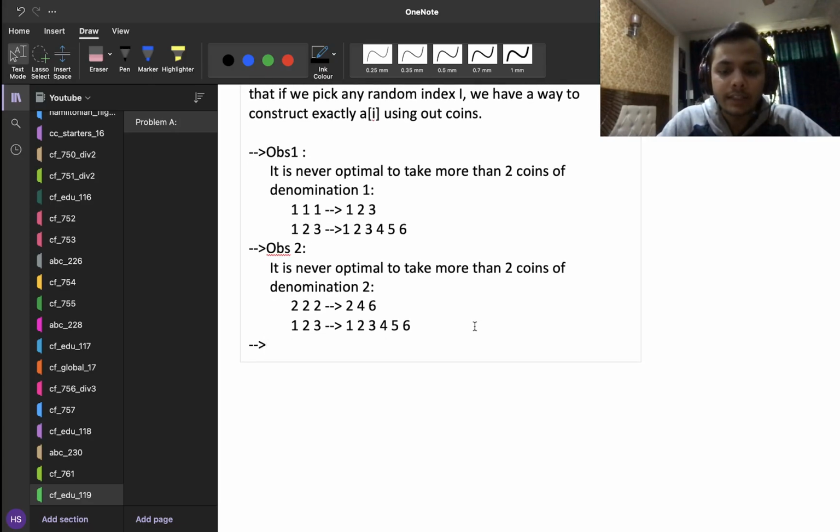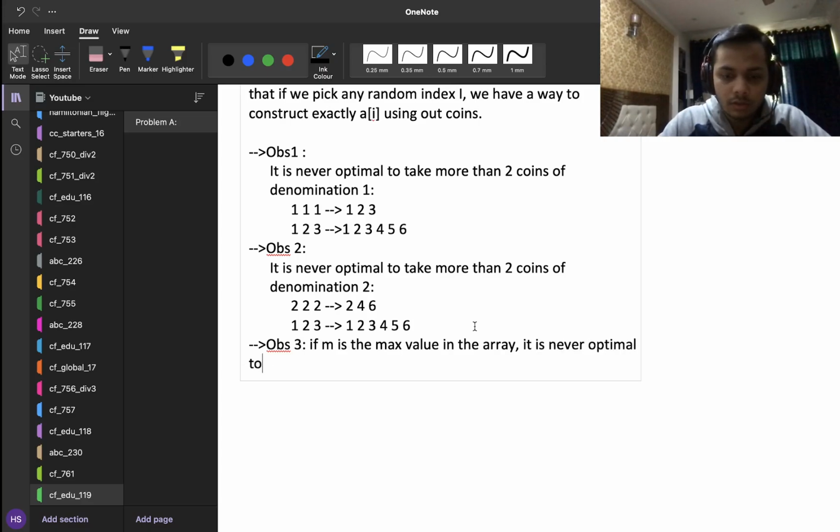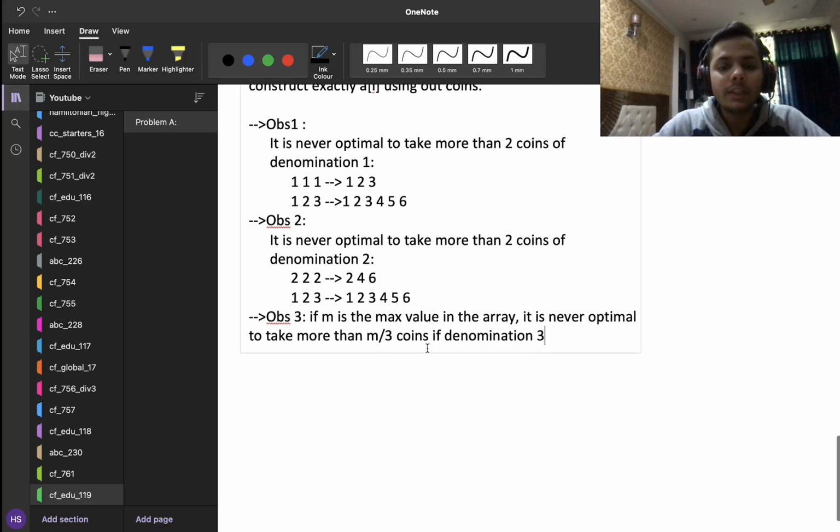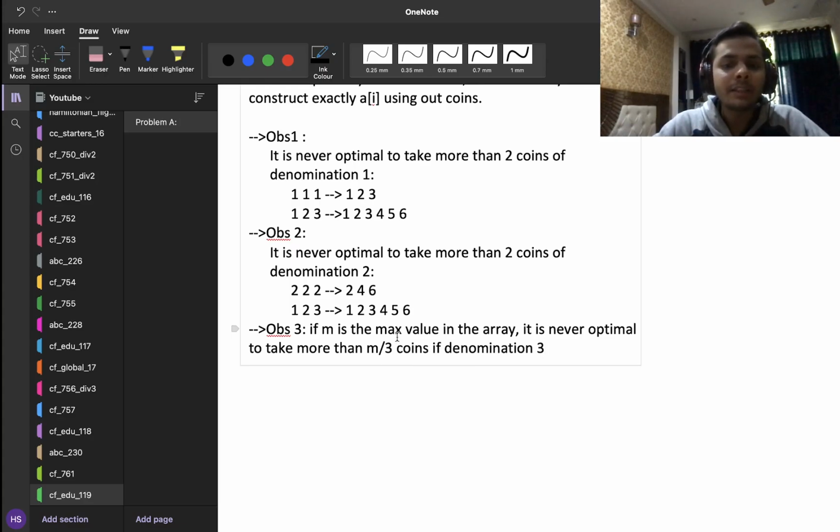And the third observation is that if m is the max value in the array, then it is never optimal to take more than m by 3 coins of denomination 3, right? And the reason for that is that the leftover coins are just going to waste. If we take more than m by 3 coins where m is the maximum value, then the total amount of money that we are making exceeds the maximum value, and that is essentially useless for us, right? So that is of no use. So the third observation is also very easy to see.